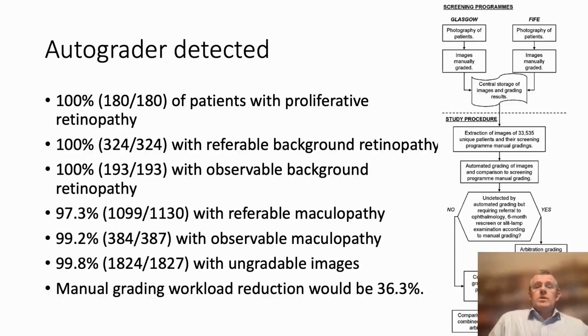So what was the outcome? Well, the autograder detected all the patients with proliferative retinopathy, all the patients with referral retinopathy, all the patients with observable retinopathy, the vast majority of patients with referable maculopathy, and virtually all the ungradable images. This time, the manual grading workload reduction that would have resulted by using autograding was 36%. It was still useful, but perhaps not quite as high as expected.